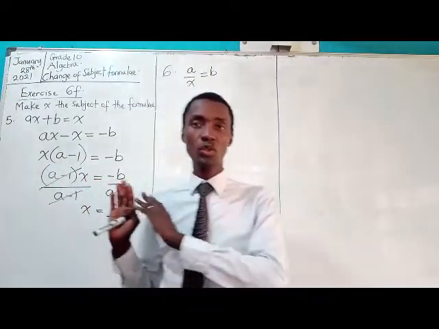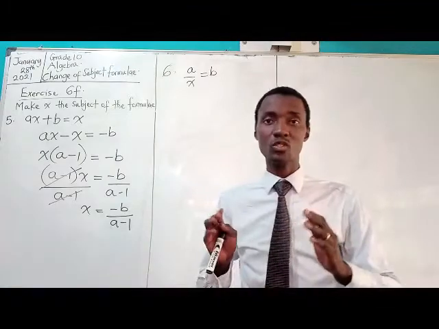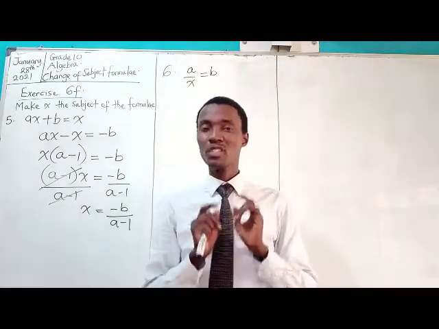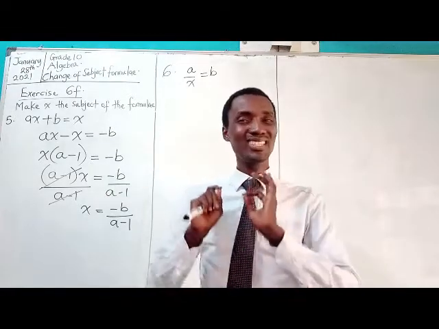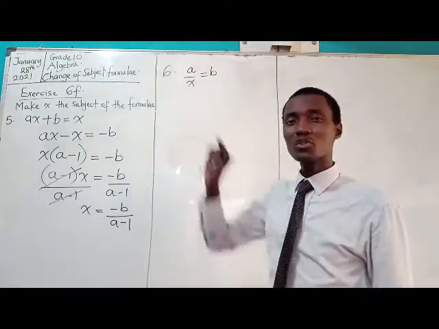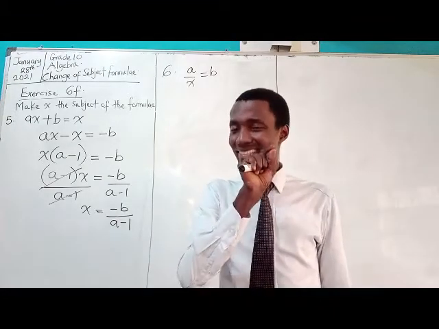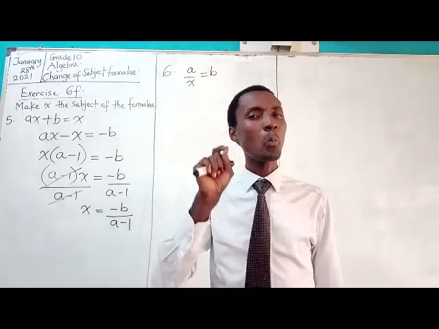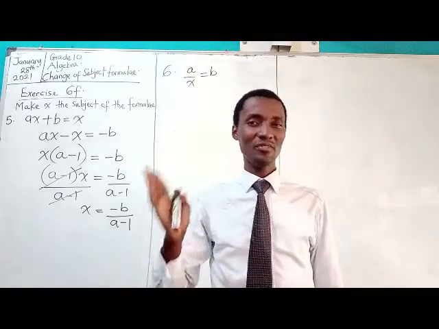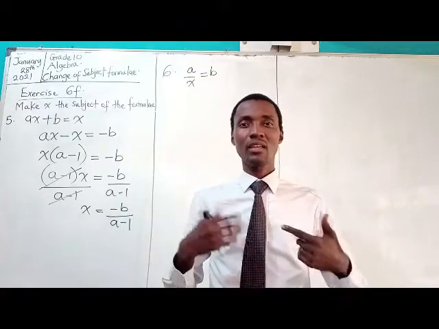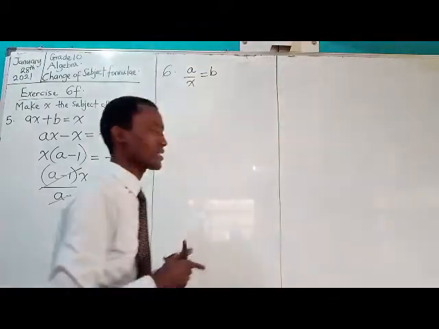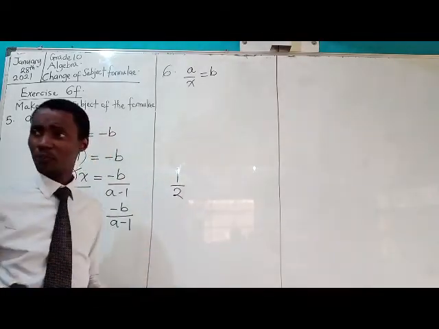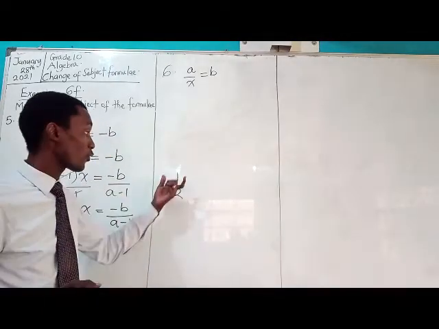Here we have an interesting setup. Let's look at question 6. We have an interesting setup. A over x equal to b. In this setup, the subject now is the denominator. So we are not using additive inverse here. We're going to use what is called multiplicative inverse. The concept of multiplicative inverse says that if I have a fraction, you've done reciprocal before. Yes. The reciprocal of 1 over 2 is what? 2.